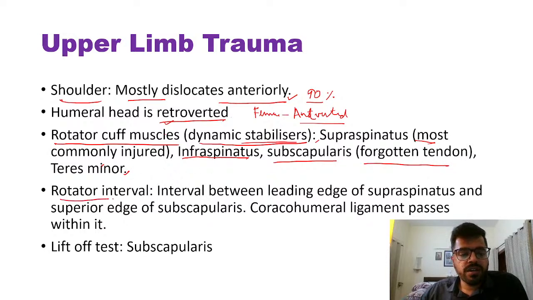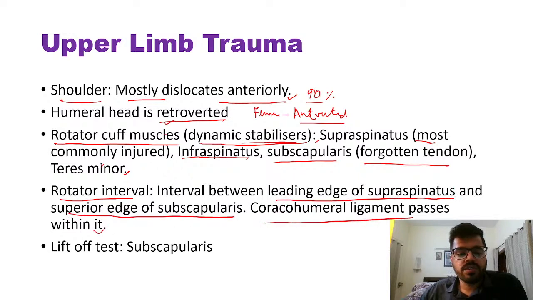Then we have rotator interval. It is the interval between the leading edge of supraspinatus and the superior edge of subscapularis. Coracohumeral ligament passes within it. It is called rotator interval. Lift-off test is done for subscapularis.